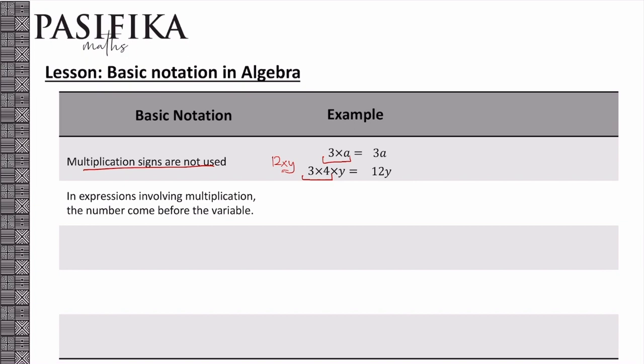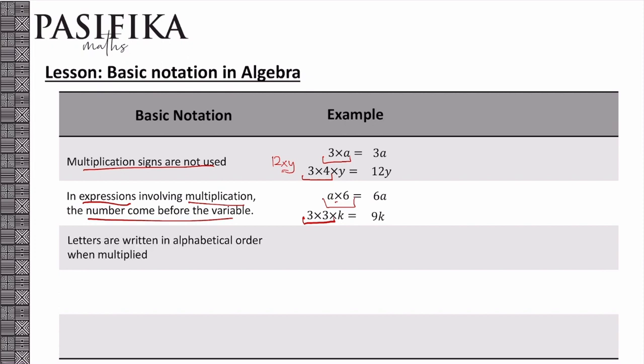In algebra, when we look at expressions involving multiplication, the number comes before the variable. So, in this case, 6 will come first. So a times 6, remember, no multiplication sign. The answer will be 6a. Number comes first. What about 3 times 3 times k? Well, we'll need to sort out 3 times 3 first. And once we do that, that's 9. Therefore, it'll be 9k.